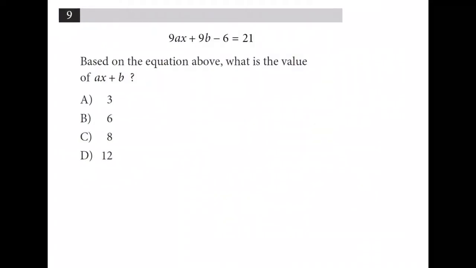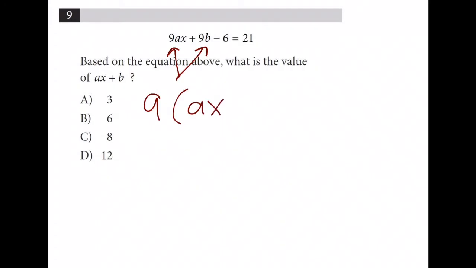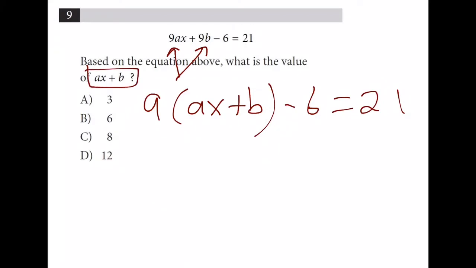Number 9. 9ax plus 9b minus 6 is equal to 21. Based on the equation above, what is the value of ax plus b? The first thing we might notice is that these first two terms both have a common factor, 9. We can factor that out and change it to 9 times the quantity ax plus b. Why would we do this? Because that's what we want to eventually solve for.